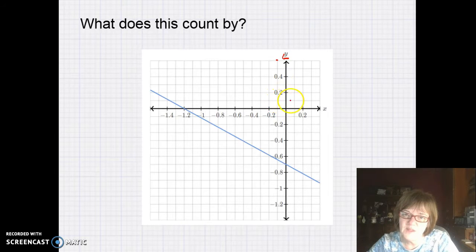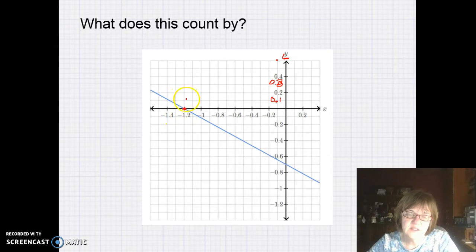No, because we've got the in-betweens. This is 0.1, isn't it? 0.1, 0.3. There we go. All right, so it's counting by tenths of a point. All right, 0.1, 0.2, 0.3, 0.4, 0.5, 0.6. So let's see what we got here. This one actually crosses where it's marked, so we don't have to think about that one.